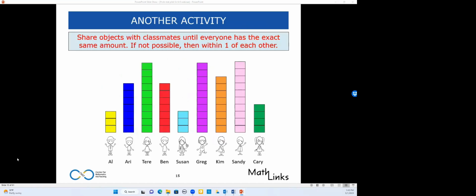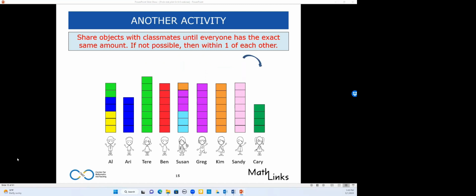Then students are instructed to share equally. Take a look at this visual to see how it could play out. It takes a bit of time until the objects are all shared appropriately, namely, so that everyone has the exact same number of cubes, if possible, or if not possible, no one differs by more than one cube.